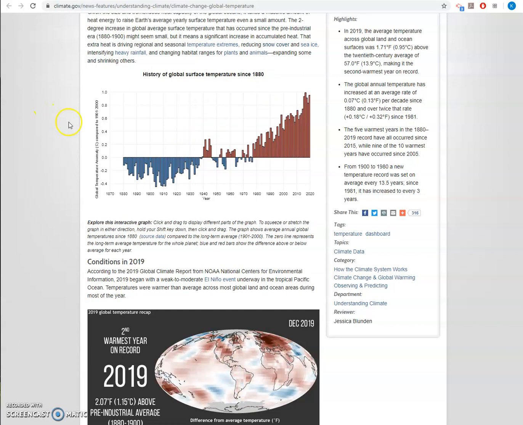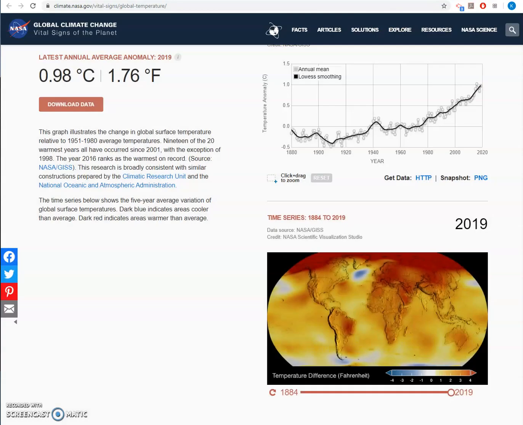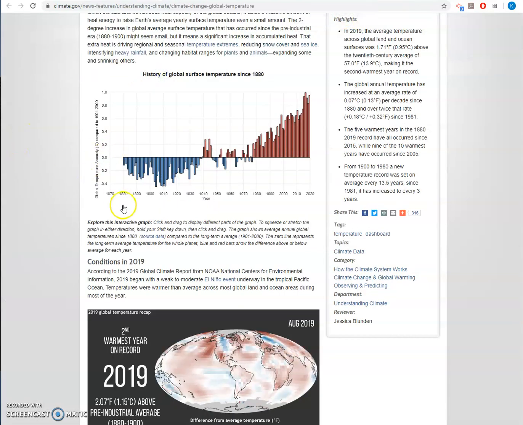This is a good one. This graph is showing the history of global surface temperature since the 1880s. Okay, so it's basically showing this exact same data just in a different way. So it's showing temperature anomaly, or how different the temperature was on average. Okay, so you can see on the Y axis global temperature anomaly, and 0 is here.